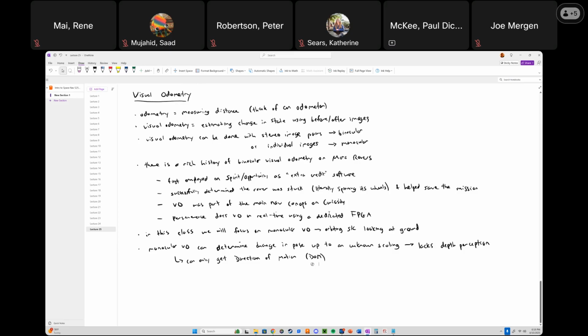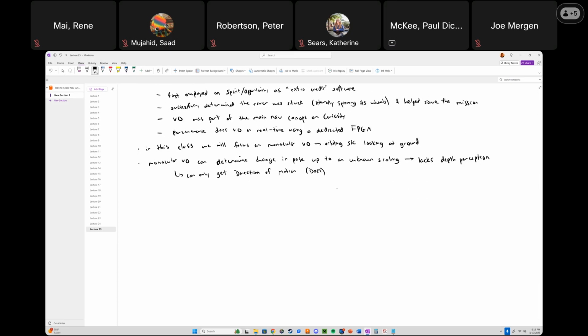Okay, so let's start doing some math. So this is the monocular VO problem setup. Okay, so consider a spacecraft in orbit low over the lunar surface.